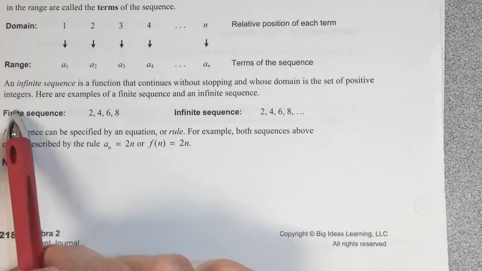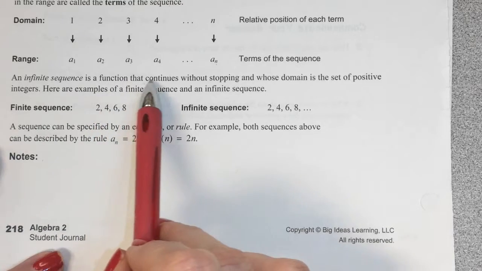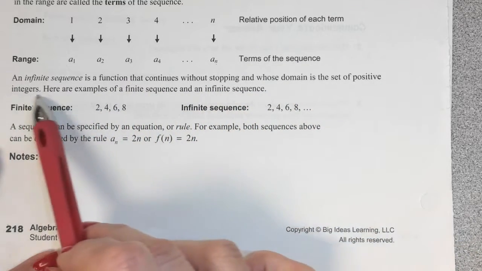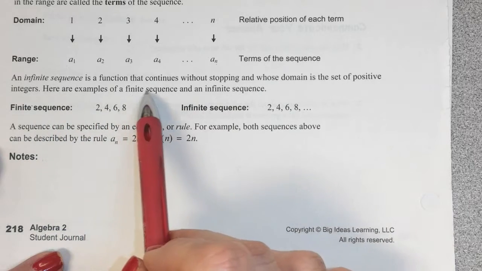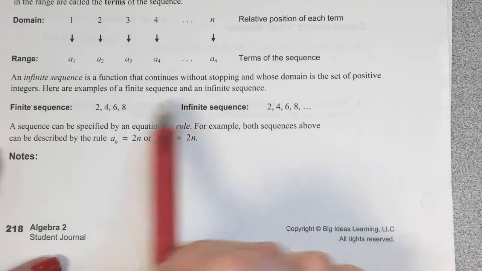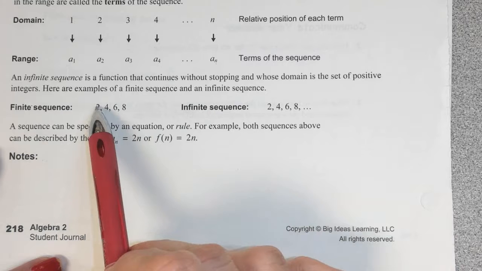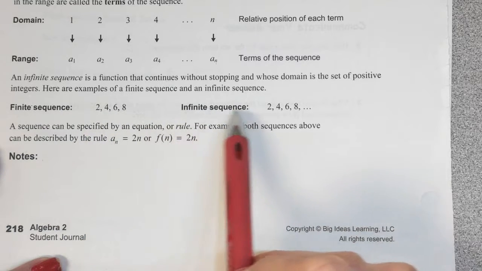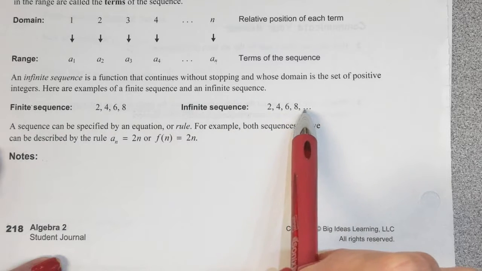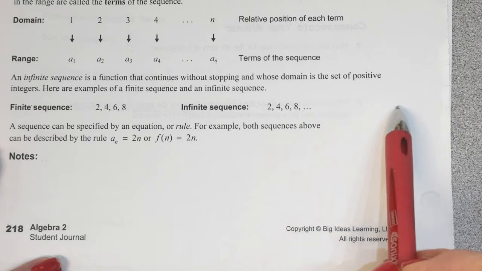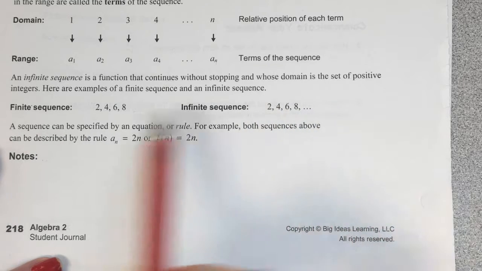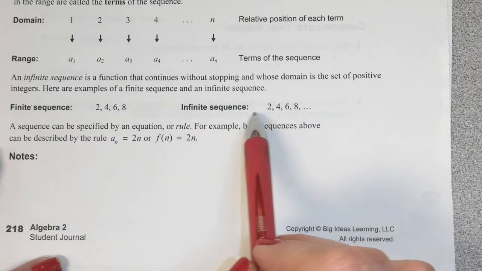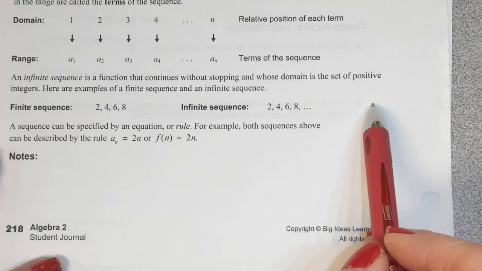Okay? Now, an infinite sequence is a function that continues without stopping and whose domain is the set of positive integers. So here are examples of finite sequence and infinite sequence. A finite sequence is going to go 2, 4, 6, 8, and then it stops. An infinite sequence goes 2, 4, 6, 8, 10, 12, 14, 16, 18, 20, goes on forever. So that's the difference. Whenever you see these dots, it's infinite. It means that it continues forever and ever.